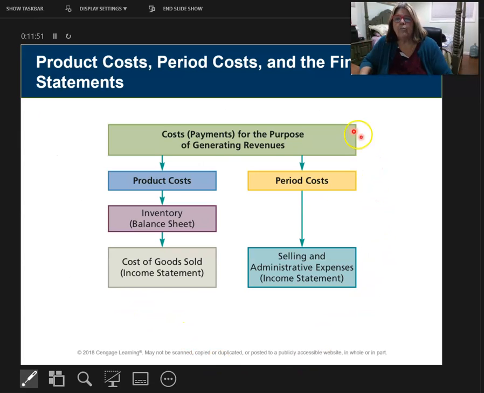Here is probably the best way. This slide is probably the best slide to use to understand the difference between product cost and period cost and what financial statements they go on. So this concludes this video for these different costs.